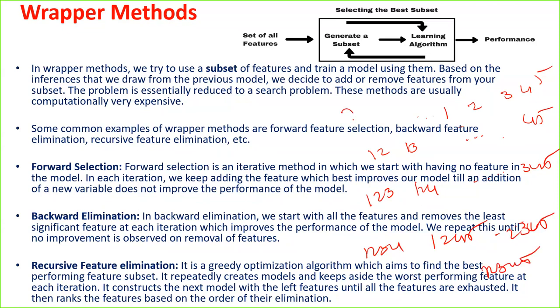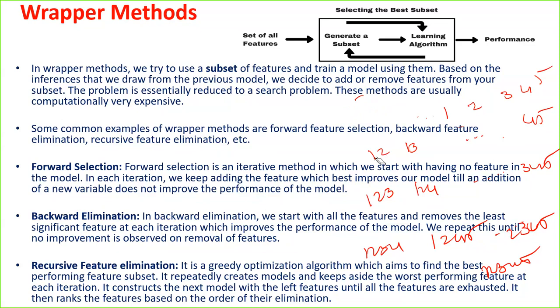So this is 2 to the power 5 minus 1, right? So these many subsets are possible, right? So it means this is of exponential time, right? This is of exponential time complexity if you check each and every possible subset, right? So to avoid this exponential time complexity, we follow some kind of greedy approach.